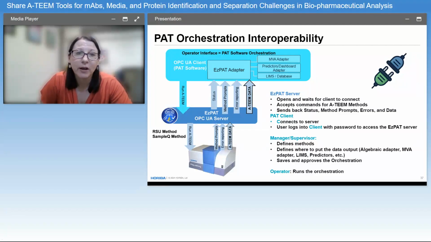And so this light blue box at the top is meant to map out a possible PAT software orchestration software as the client. And we can communicate things like acquisition commands, errors, method prompts, error reporting, and most importantly, the data that comes to and from the Aqualog back into the orchestration software. Okay, so the EasyPat OPC-UA server really allows that interoperability, I love that word, with PAT software platforms that are already in use as enterprise solutions.